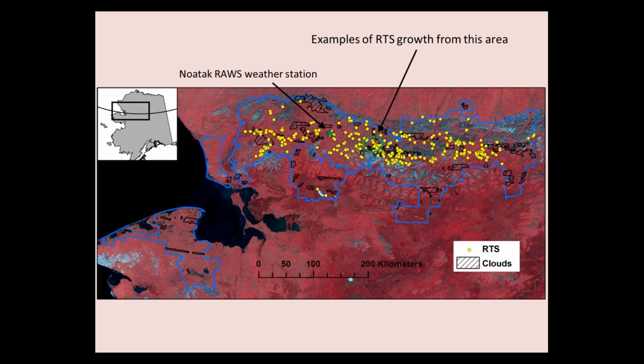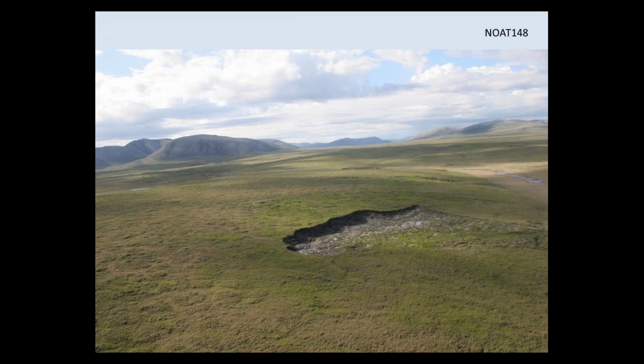So what I'm going to do is just show you some examples of the growth of some of these thaw slumps. And the examples I'm going to give you are all from this area right here with the green circle. And then I'm going to be showing you a little bit of weather data, and that comes from the NOATAK RAWS weather station, which is pretty close by. So NOATAK 148, a pretty typical thaw slump.